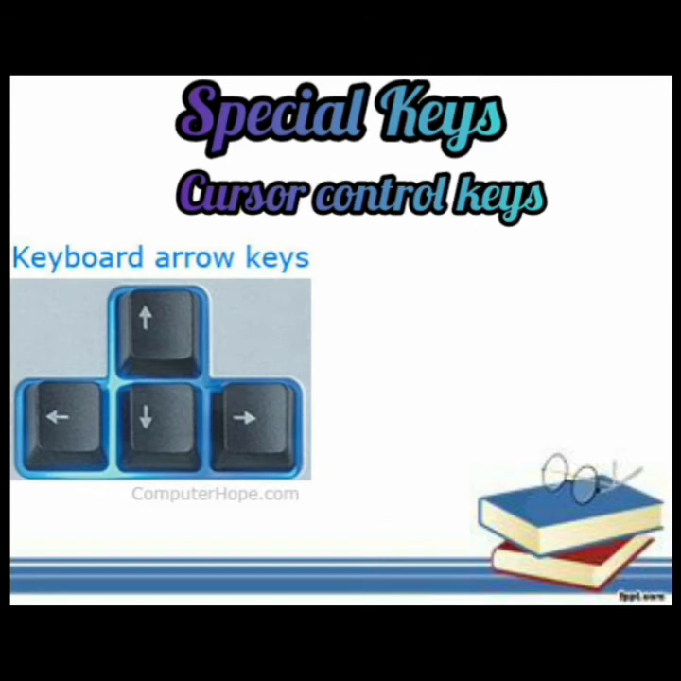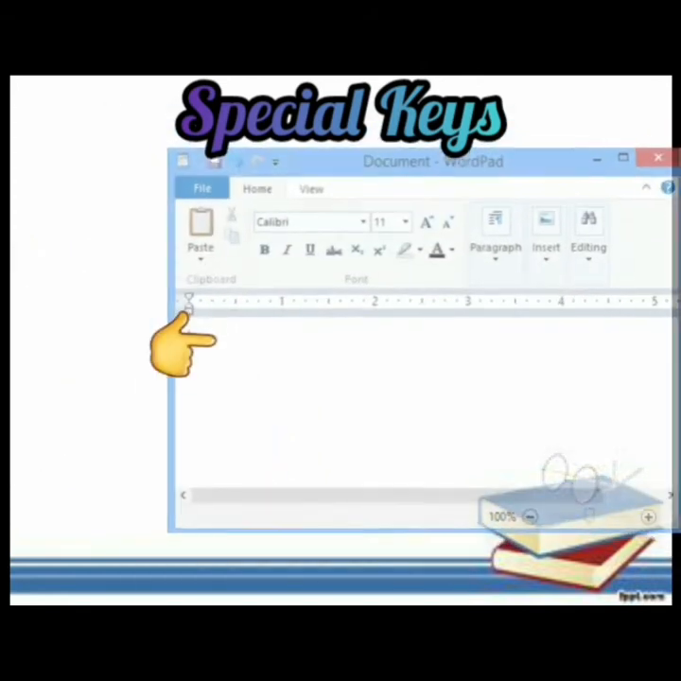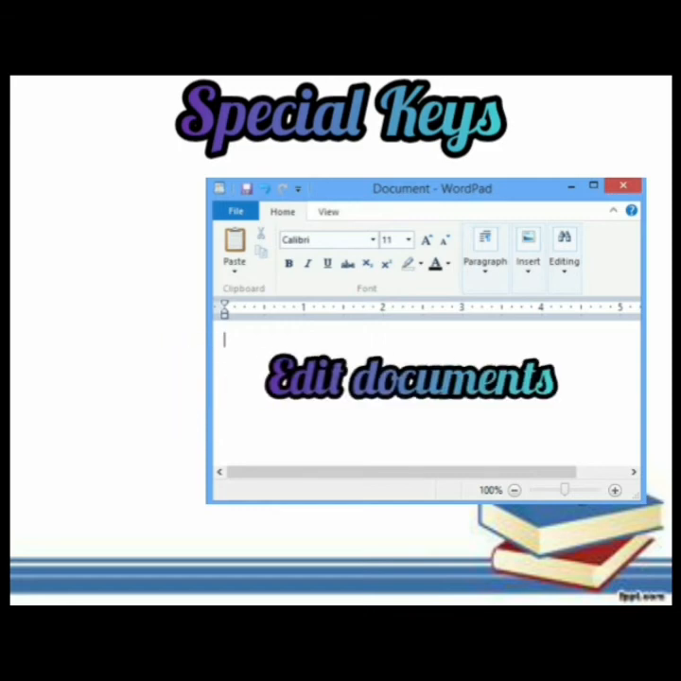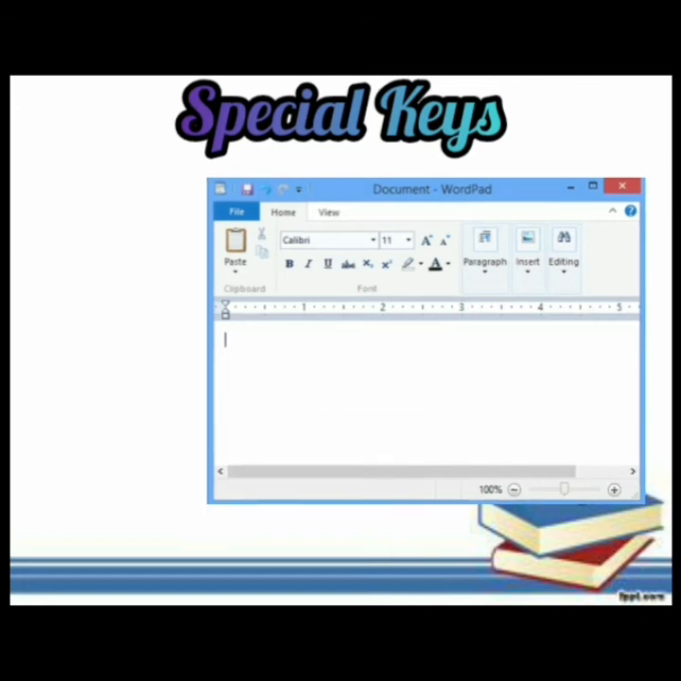Next, cursor control keys. A cursor is the blinking line on the monitor screen that shows the position where the next letter is to be entered. The cursor control keys are used to move the cursor on the screen in any one of the 4 directions, that is up, down, left or right. These keys help to edit documents by placing the cursor at the right location.